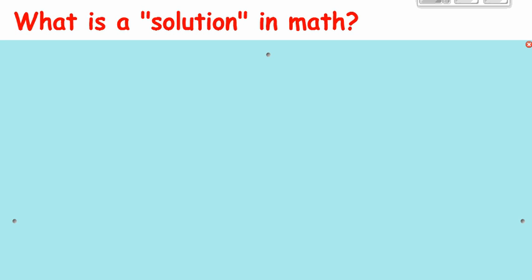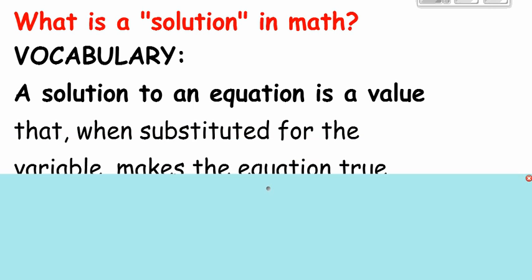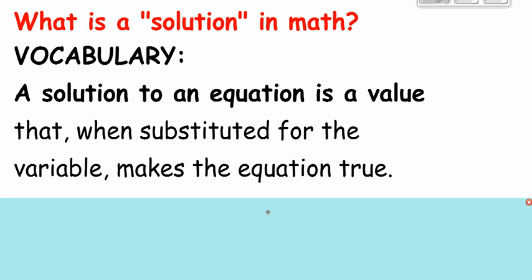All right, the first thing we want to do is talk about what is a solution in math. Well, in real life, a solution is something that makes a problem work. If I have a problem and I find a solution to it, that means my problem no longer exists. Everything's okay. Well, in math, a solution to an equation is a value that, when you substitute it back in for the variable, makes the equation true. So go ahead and copy the definition of solution into your notebook so that you have it for future reference.